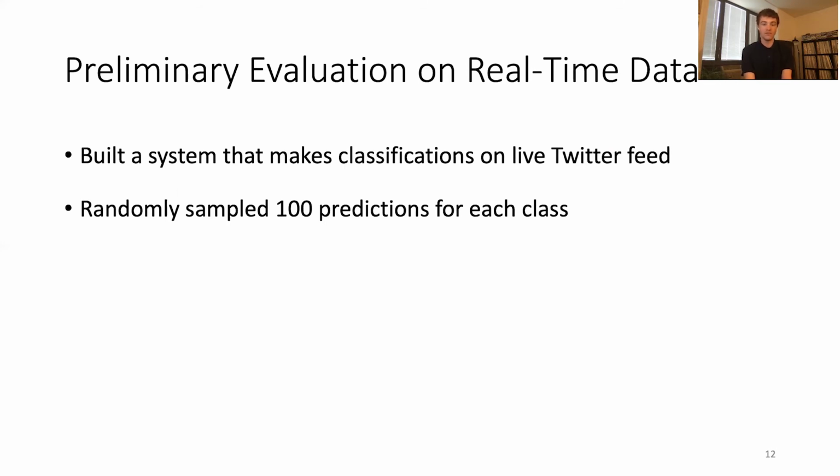Our system ran over 5 days across 2 servers. The first server ingested live data and extracted features, and the second server made classifications in real time. After 5 days, we randomly sampled 100 predictions made for each class and manually labeled the correct classes.